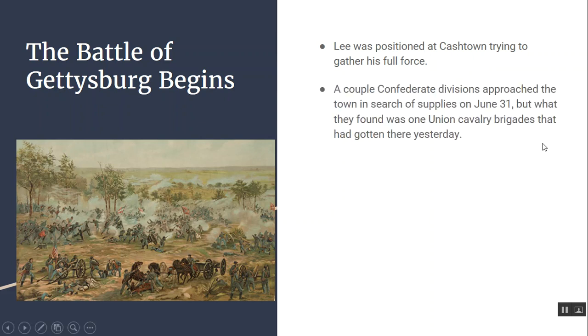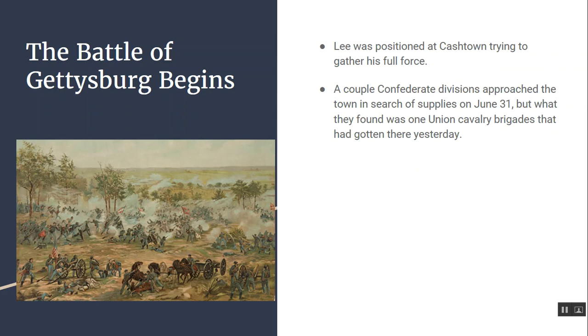He sent a couple of his Confederate divisions to Gettysburg on June 31st to look for supplies. This division thought they saw just Union militia, but they were mistaken. This was actually Buford's cavalry. So Lee thought these were just regular militia, so he decided to fight them. He didn't know it was Buford's cavalry.